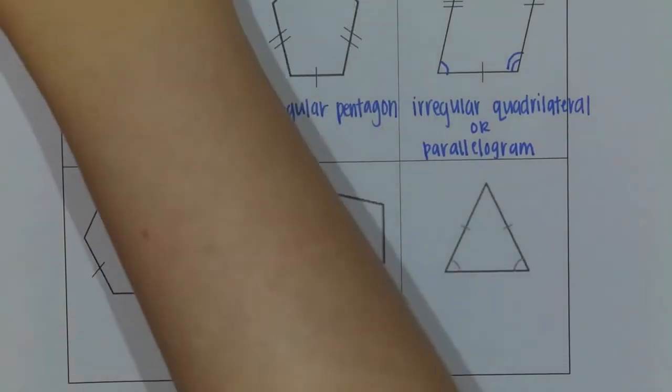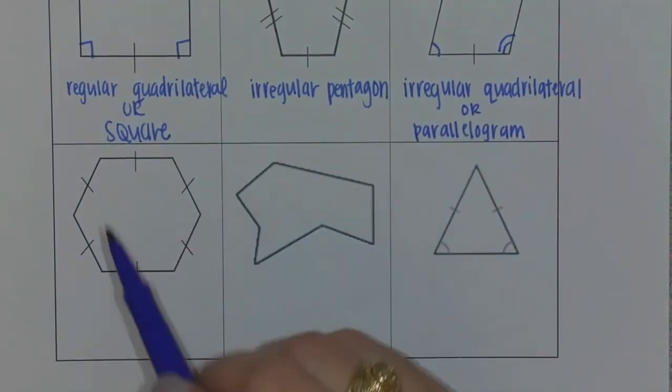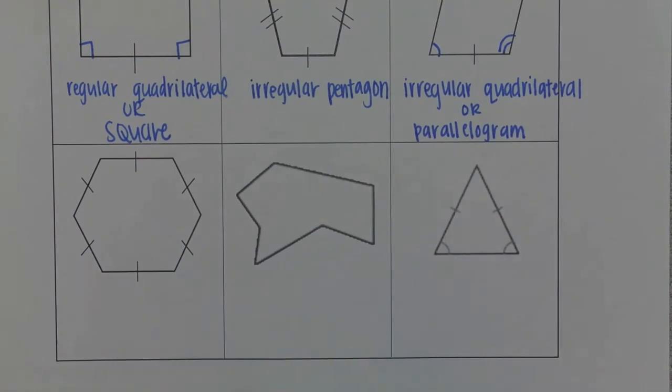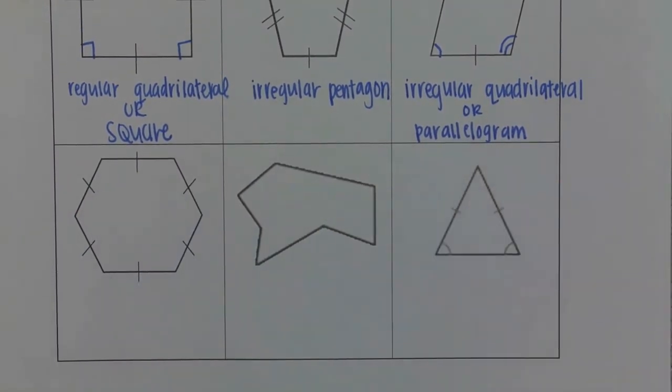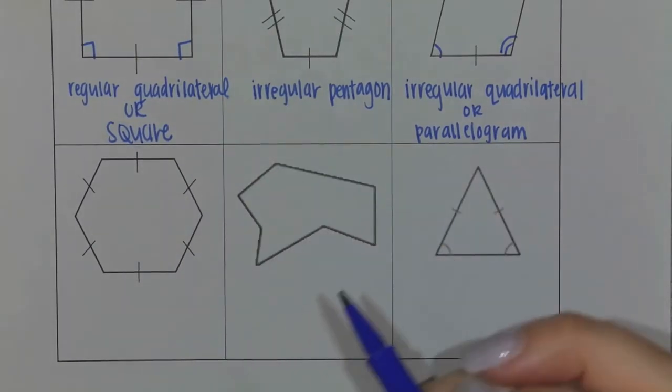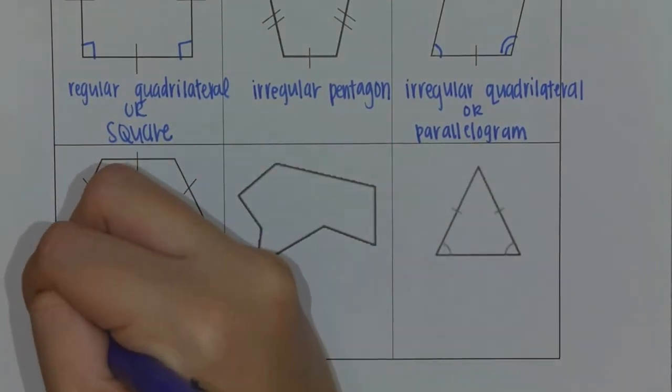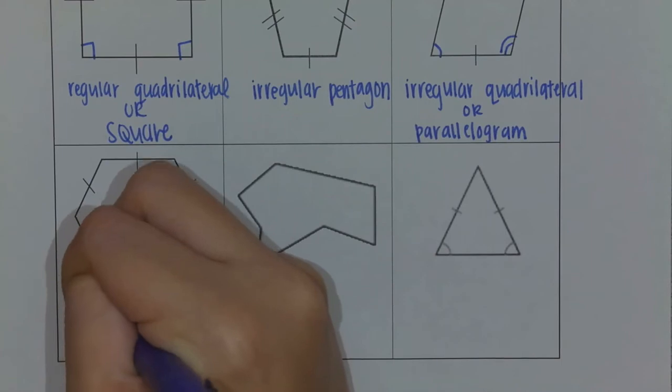All right, moving on to our next one. First thing I notice is on this shape, all of my sides have the same amount of tick marks. There are 1, 2, 3, 4, 5, 6 sides, which means this is a hexagon. So this is a regular hexagon.